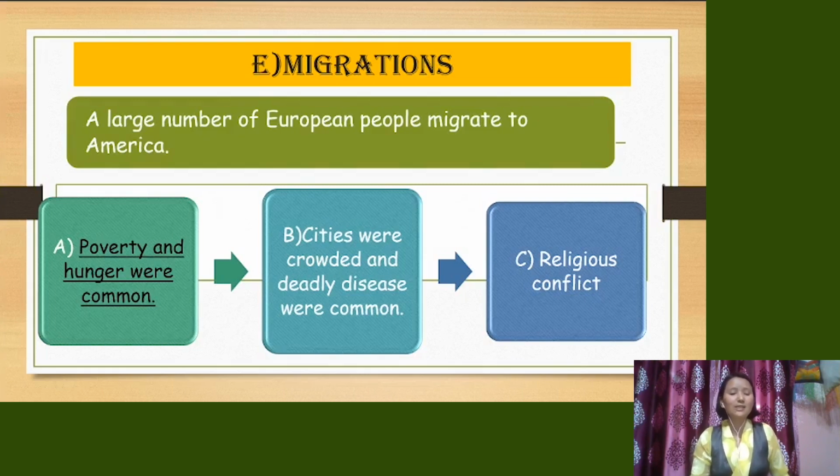Not only that, the second major problem in Europe was that cities were overcrowded, and because of that, a large number of deadly diseases spread. So, in order to avoid this, a large number of European people also started migrating to America. Not only that, the third major problem in Europe was that religious conflicts were common. There were lots of conflicts between different religious groups. Because of that, it caused a huge disturbance in society. So, because of all these three reasons, a large number of European people started migrating to America during the pre-modern or ancient period.